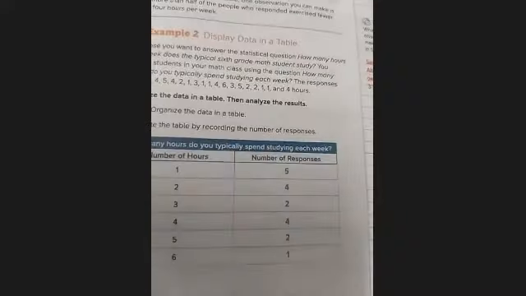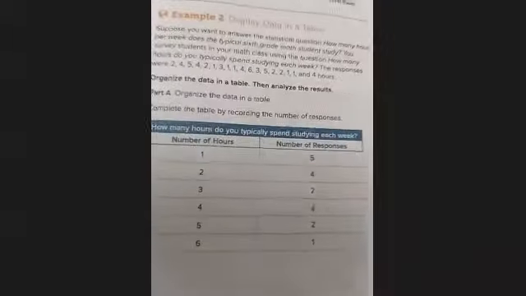Thank you, Mister. Let's go to example 2. We'll use the book, guys, so please stick with your book. Now, in example 2, we have data. This is the data here: 2, 4, 5, 4, 2, 1, 3, 1, 1, 4, 6, 3, 5, 2, 2, 1, 1, and 4.